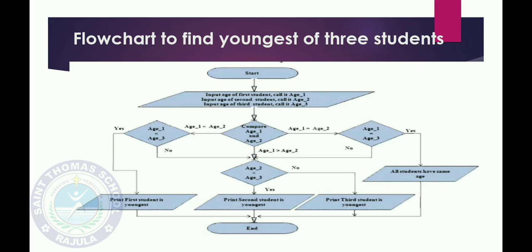If age 1 is less than age 2, now we are seeing the left hand side, students. So age 1 less than age 2. If this is correct, then again we will compare age 1 with age 3. If here also age 1 is less than age 3, if that is yes, then we will print "first student is the youngest one", as I told you. But suppose age 1 is not less than age 3, that means if the answer is no, then the flow of execution will go to the next arrow.